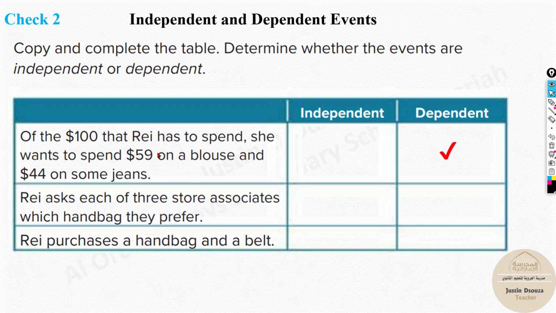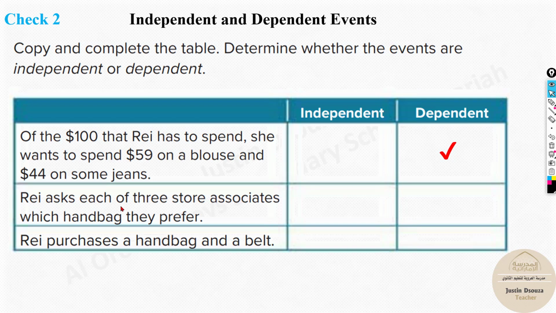Why? Because if Ray spends $59 on a blouse, then the remaining money would be just $41. So it's not possible to spend $44 on jeans. Okay, so if she spends $44 on jeans, then there'll be only $56 remaining, so spending $59 on the blouse is not possible. So they both are dependent on each other.